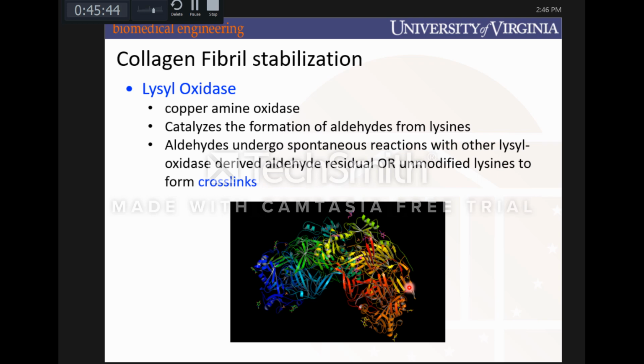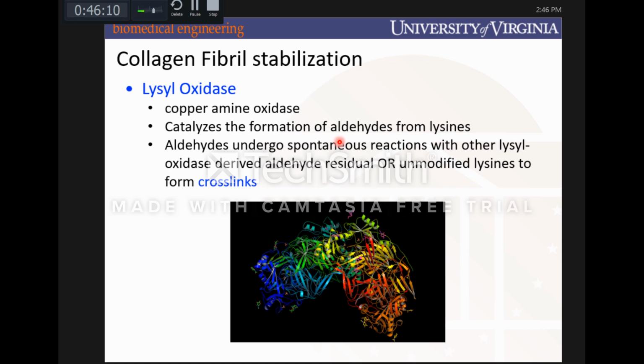So how does it actually get stabilized, and what makes them not fall apart? Like, how do you go from an individual strand to a rope? What makes that a cohesive whole? Anyone think of what lysyl oxidase might do? What's the function of this enzyme? Good, you all whispered it. It oxidizes.